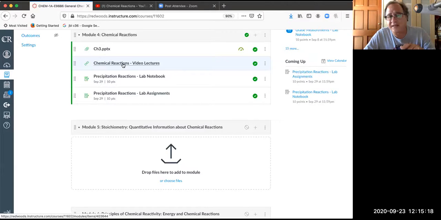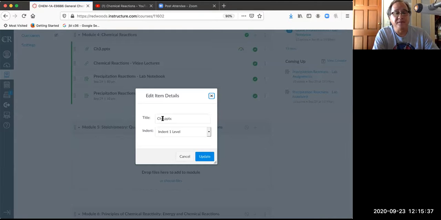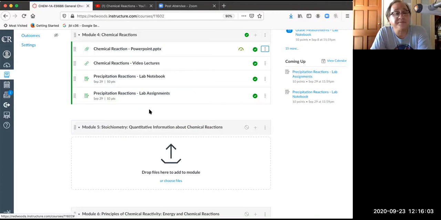So what I'm trying to do is make each module look pretty much like the previous module. I don't like having a whole lot of links in each module, but I have to put separate links down for different things. If anything, I should probably edit this and call it something else. What should we call this one? Rather than chapter 3, let's call it chemical reactions PowerPoint. How does that sound? I do like naming these things so that you have a better idea of what is behind it, if that makes any sense.